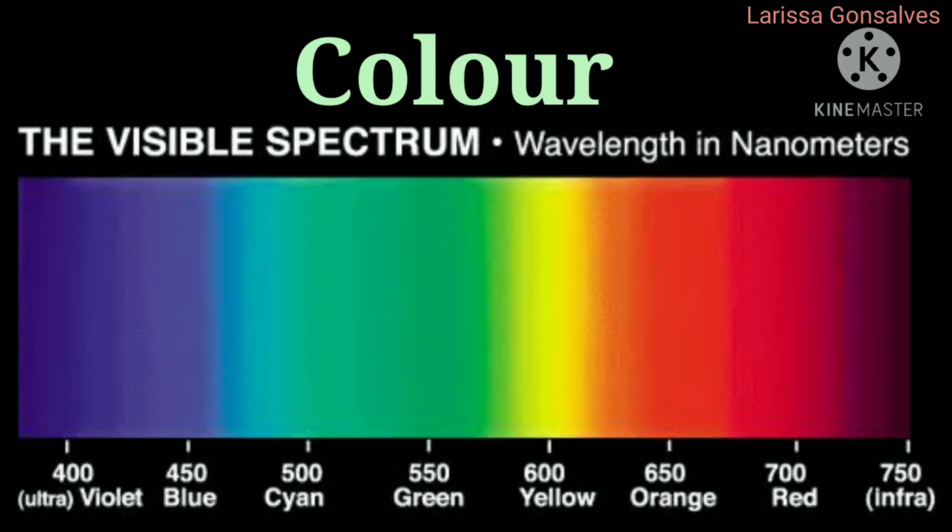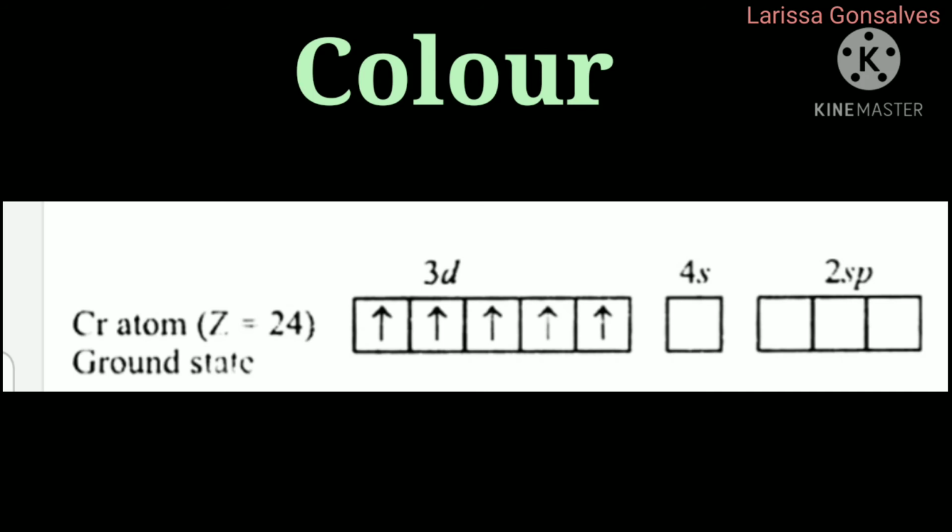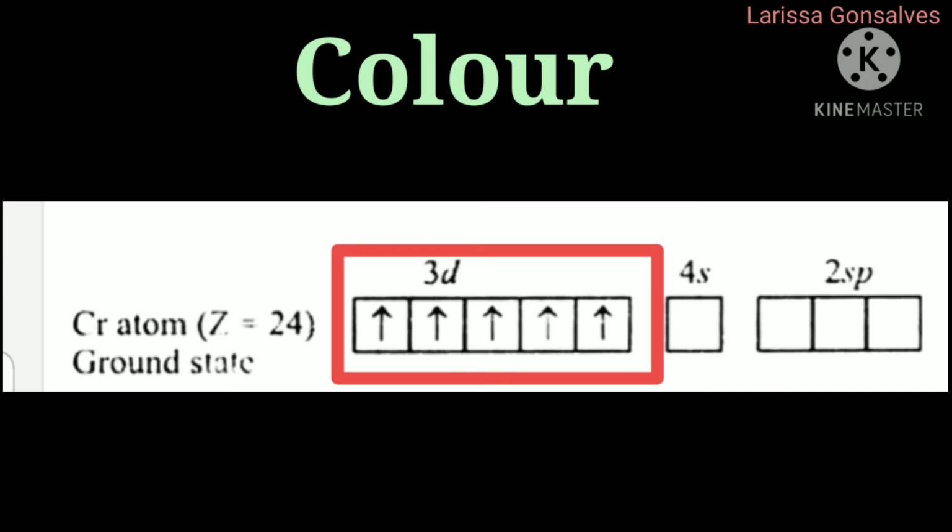We know that any substance which appears colored is because that particular substance absorbs a portion of visible light, and the color depends upon the wavelength of absorption in the visible region of electromagnetic radiation. Because of the formation of ionic and covalent compounds, transition elements are colored, and the main reason behind this is the unpaired electrons which are present in the d orbital.